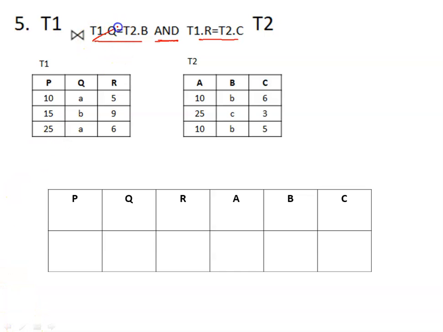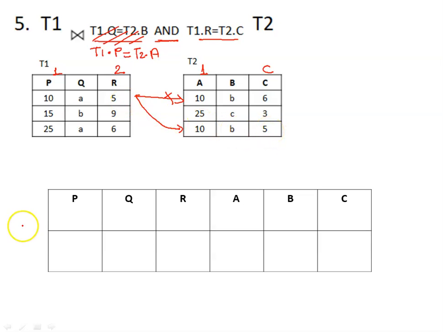Now instead of saying T1 dot Q and T2 dot B, I'll change this condition to T1 dot P equals T2 dot A. Okay, I'll keep the second condition to be the same. So we are checking for P and A and we are checking for R and C. First condition, 10 and 10. Yes, it matches. Does the second value match? No. Here there is no match, right? We go to the next value over here. 10 and 10 there is a match, 5 and 5 also there is a match.